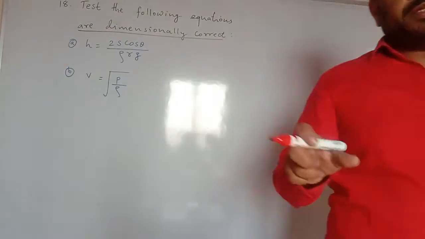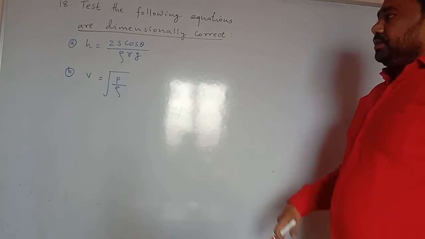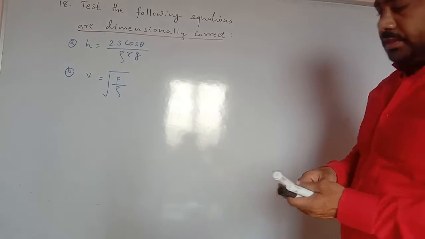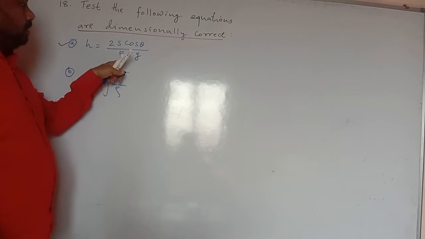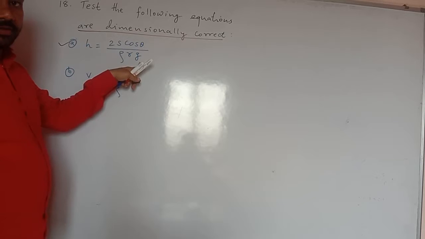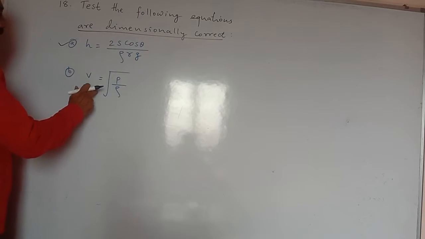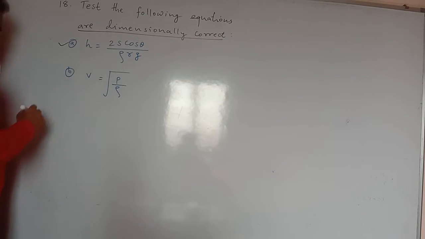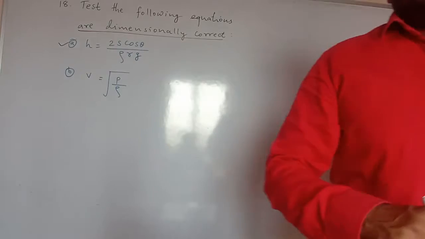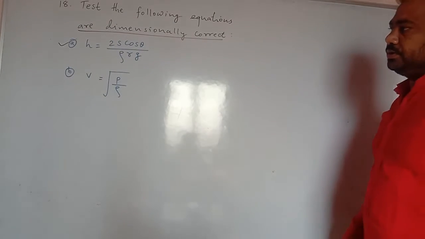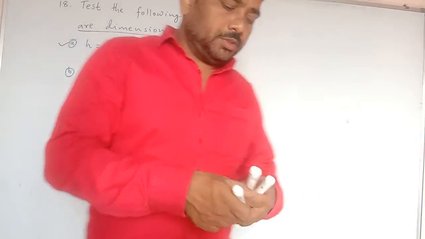What is the condition for dimensional correctness? The left hand side should be equal to the right hand side. In these equations we have already done the first problem, h is equal to 2S cos theta upon r rho g, which we solved in our previous videos. Now we have to solve the second problem, that is v is equal to under root p upon rho. To solve this problem we must know the parameters included in the formula. So let us discuss the parameters which are given to us.